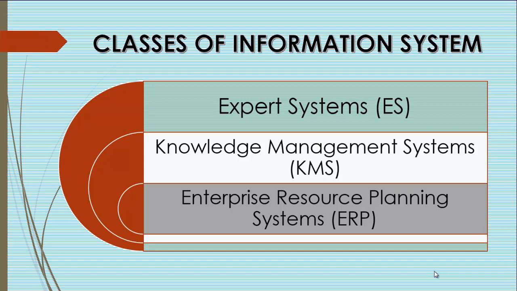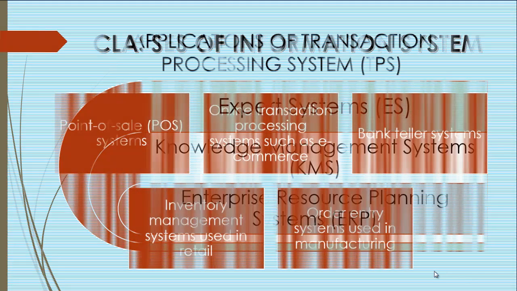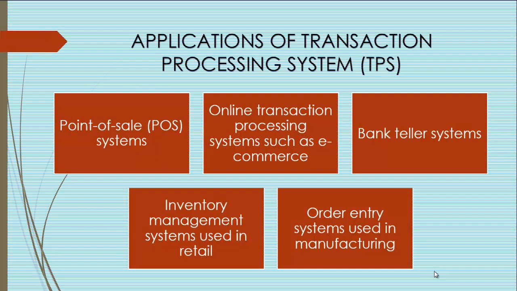We start with the very first one, which is the transaction processing system. What is the transaction processing system? The transaction processing system are computerized systems that manage and record the day-to-day transactions of an organization, such as sales, purchases, and payments. The transaction processing system are designed to handle high volumes of simple, routine transactions quickly and accurately. They are often used in industries such as banking, retail, and hospitality, where a large number of transactions occurs regularly.